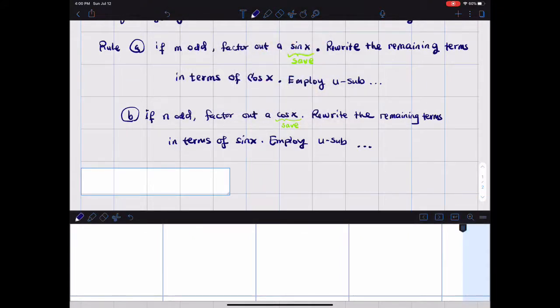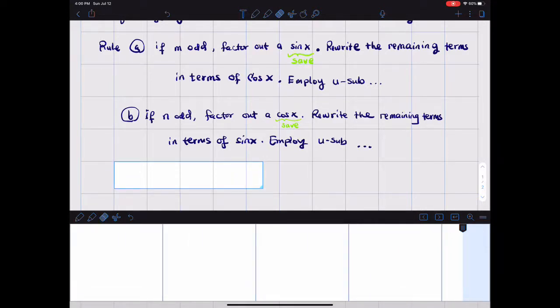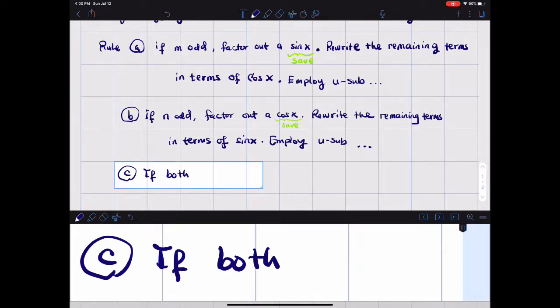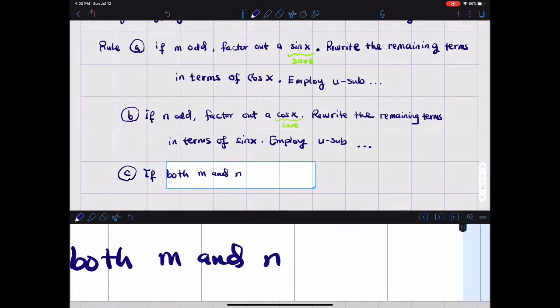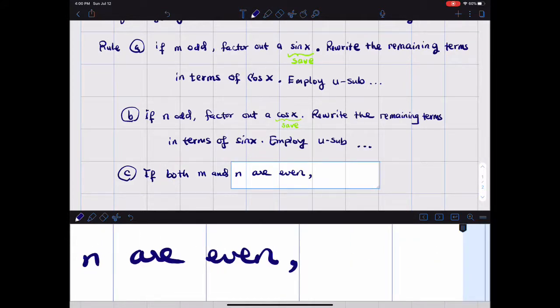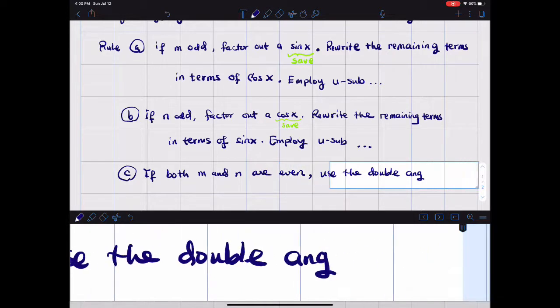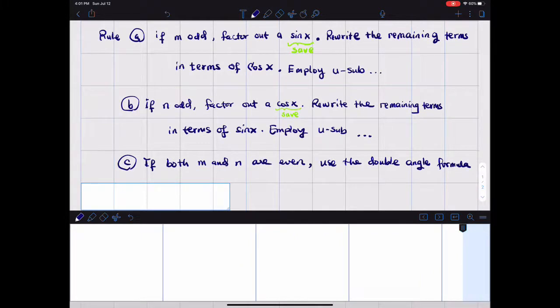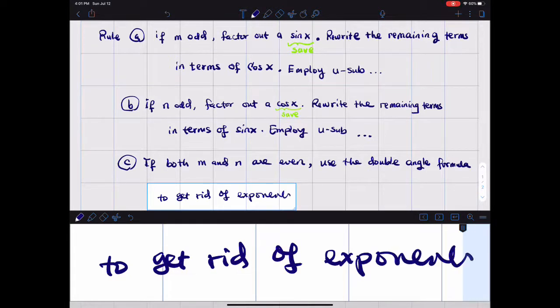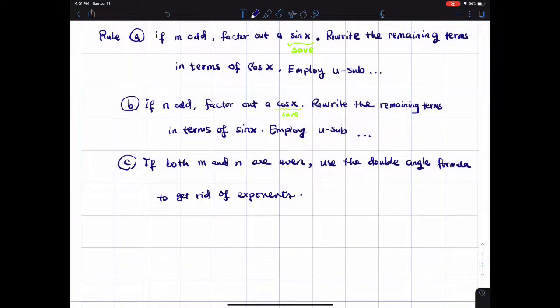Now, how about if both m and n are even? This is not a good situation because it becomes a little bit too tedious to solve. Use the half angle formula. No, I think I called it a double angle formula. Yeah, use the double angle formula to get rid of exponents. Okay, and then finish it.